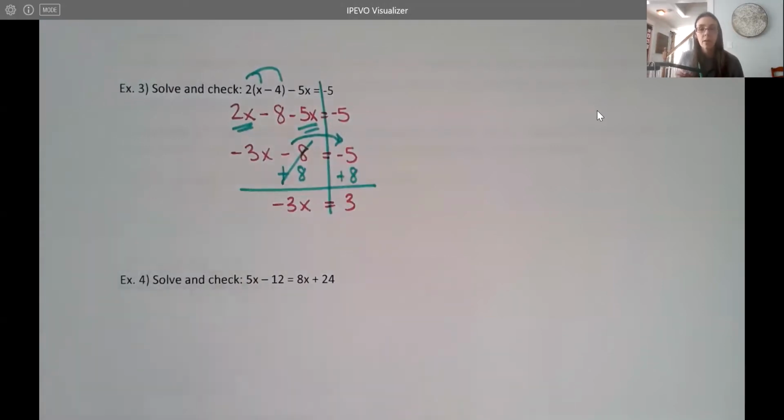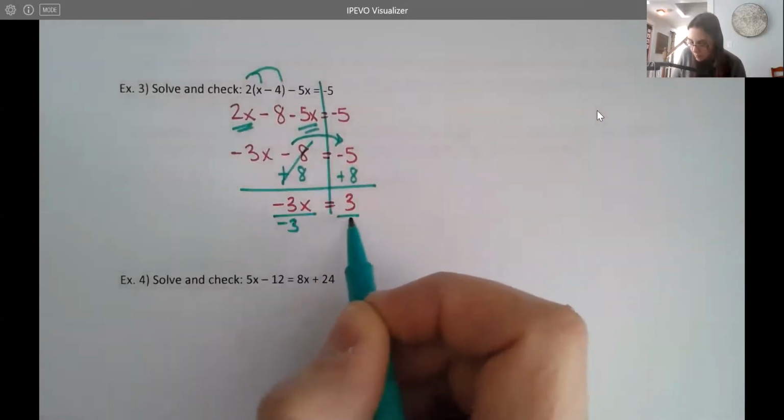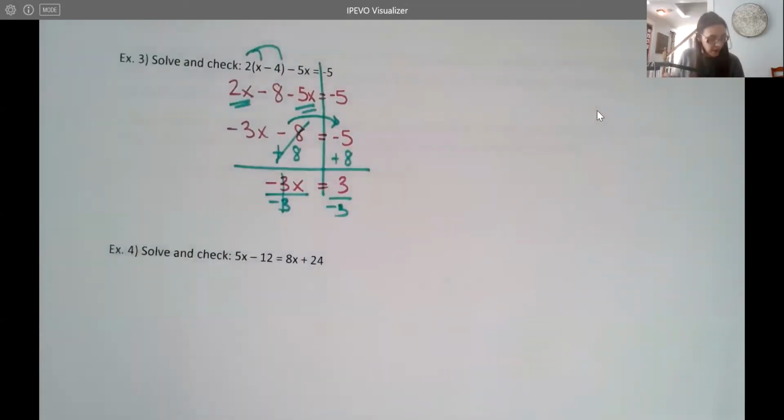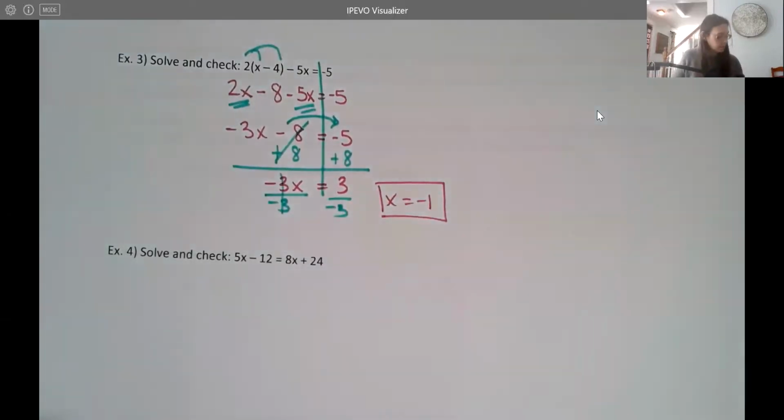Now all my like terms are combined. So this is good. You want to make sure that you have no more like terms hanging around because we want to make sure we get them together. And again, I still want that x by itself, so I have to get rid of this -3. That -3 is being multiplied, so the opposite of that is division. And finally, I get x equals -1 as my solution.